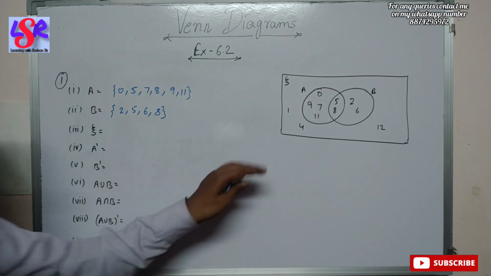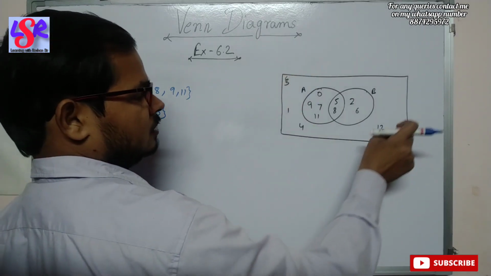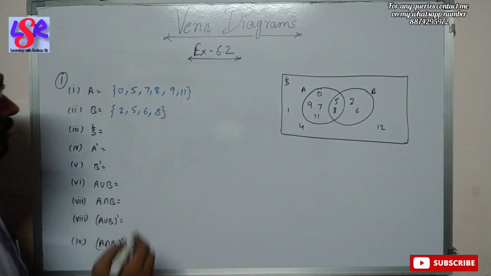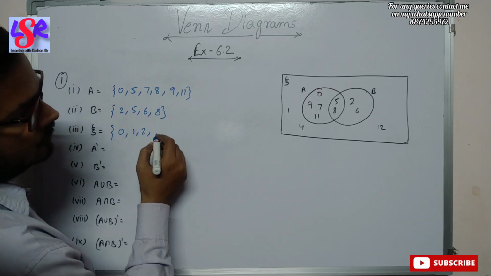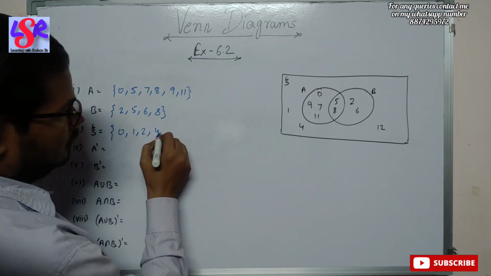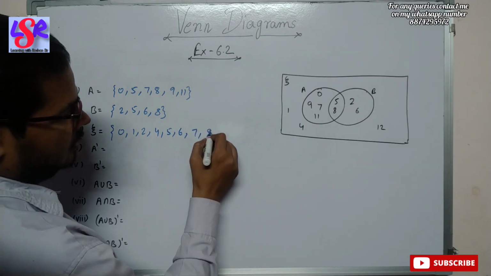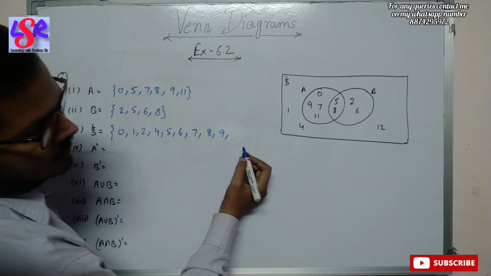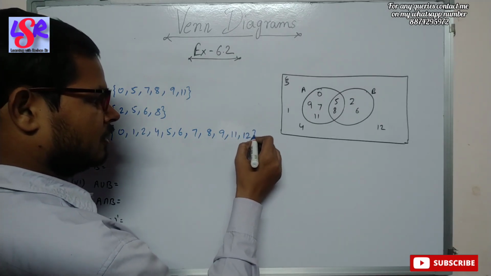Then we have to find the universal set. In case of the universal set, we are going to take all the numbers which are written in this rectangular box. So we have 0, 1, 2, 3 is not there, so 4, then 5, 6, 7, 8, 9, 10 is also not there. We will take 11 and then 12.